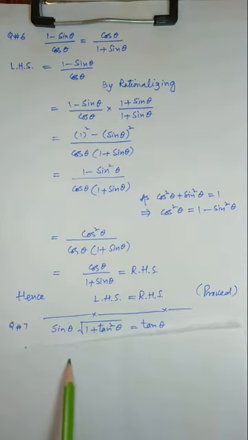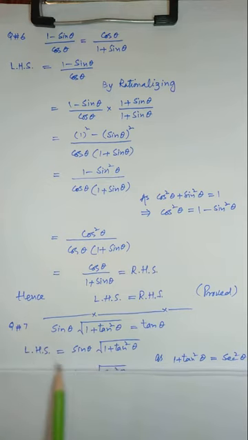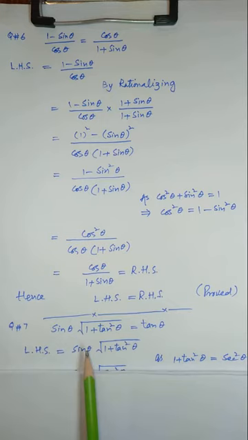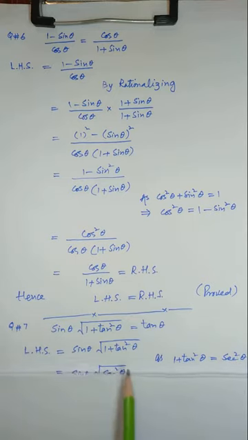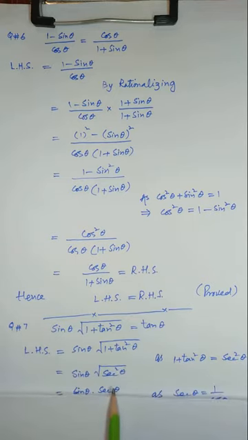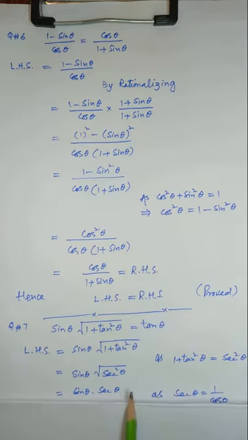Now moving towards question number 7, again taking the left hand side, which is sin theta times the square root of 1 plus tan square theta. As we know that 1 plus tan square theta is equal to secant square theta according to the formula. So putting the value, which is equal to the square root of secant square theta. Square and square root are cancelled. So this is equal to secant theta.